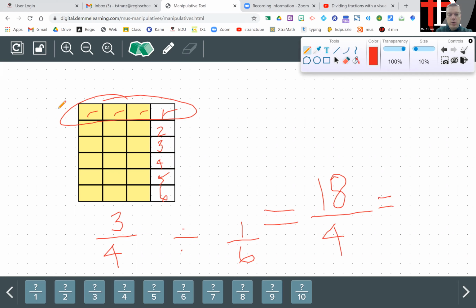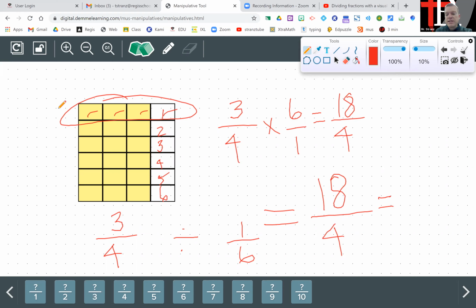We can always double check our work by going back to the method we're probably more familiar with, which is keep, change, flip. So I'm going to keep my 3/4 the same. I'm going to change division into multiplication. I'm going to flip my last fraction. And you can see if I do this, 3 times 6 is 18, 4 times 1 is 4, and I get the same answer.